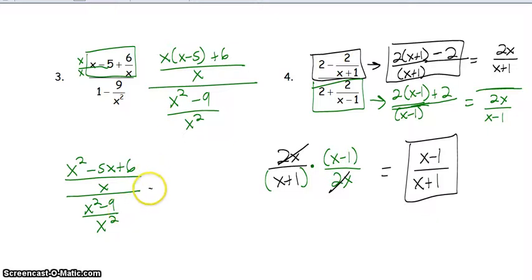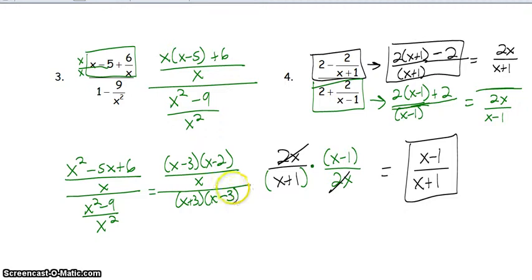We can now factor what we have. Two things that multiply to 6, either 6 and 1 or 3 and 2. In this case, we have 3 and 2. x minus 3, x minus 2, all over x. And then divided by the fraction x plus 3, x minus 3, all over x squared.